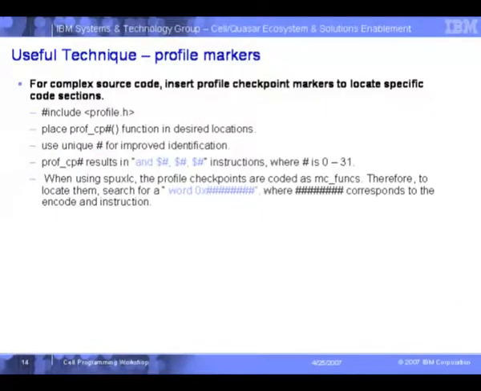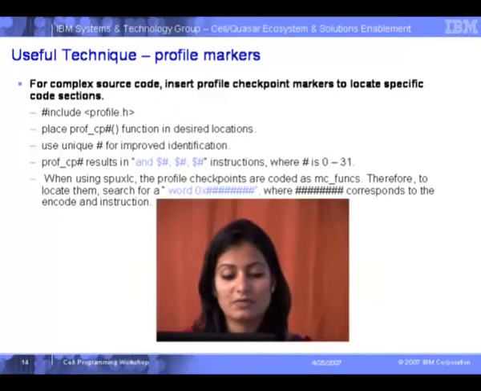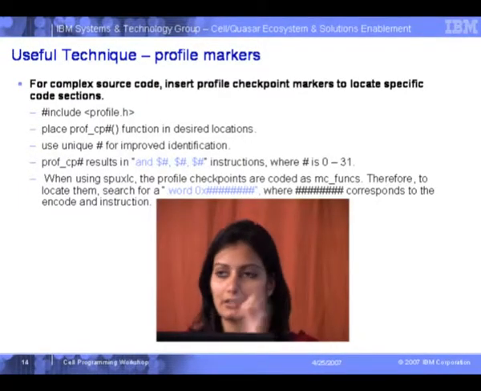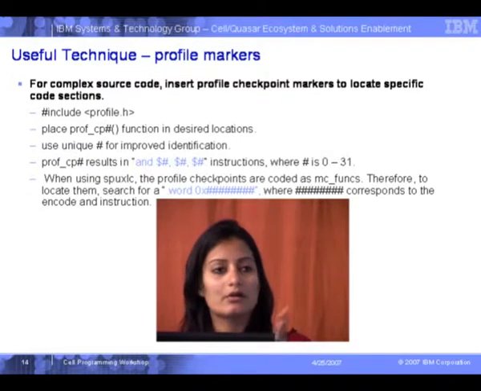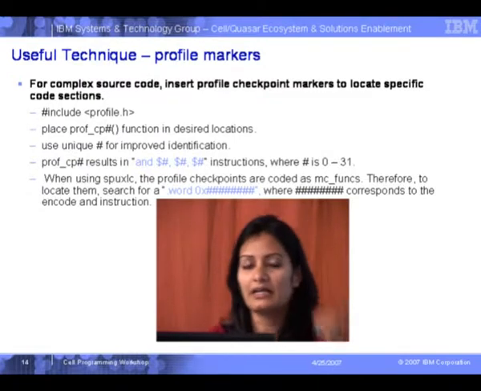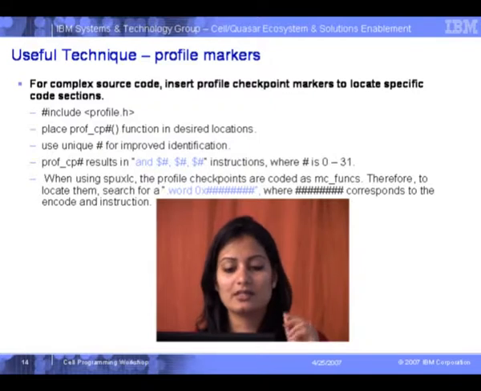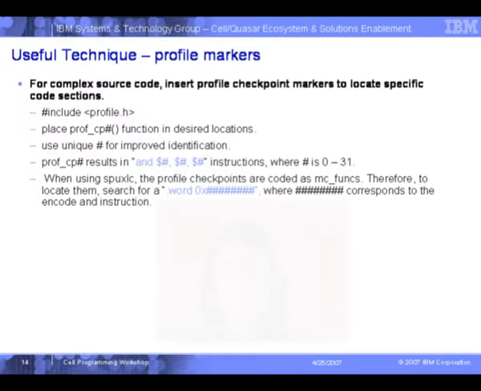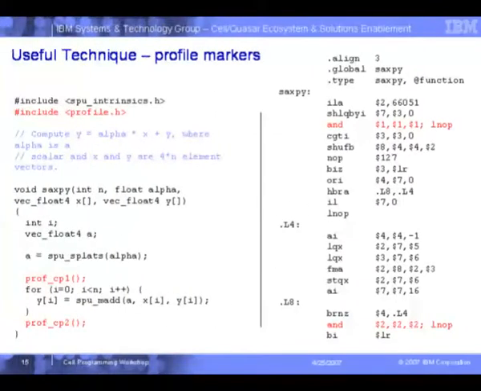Okay, profile markers. There is a header file profile.h which has instructions which read prof_cp and then a number. It could be 0 through 1 or pick any numbers that are consecutive. You can say prof_cp0 and then prof_cp1 and keep the loop in the middle. Let's look at an example before we talk any further. So for example, this is our loop, right? This is our vectorized code. So now we want to see what is the performance number.